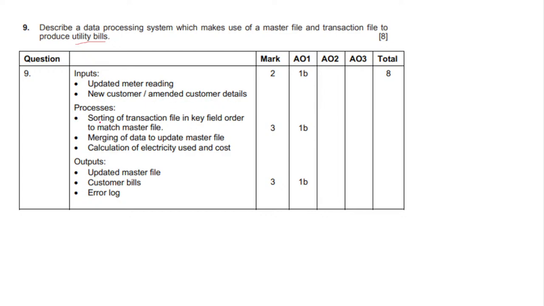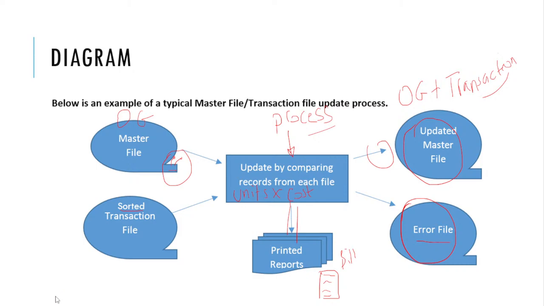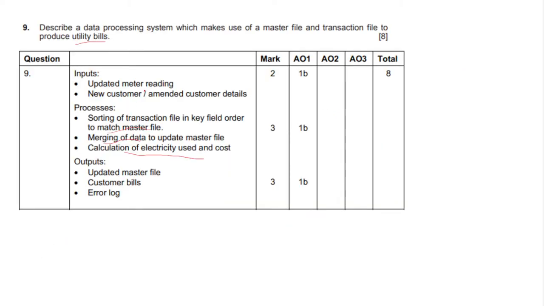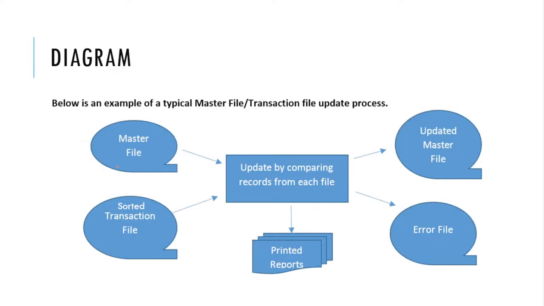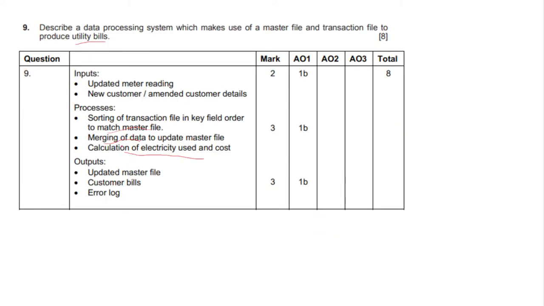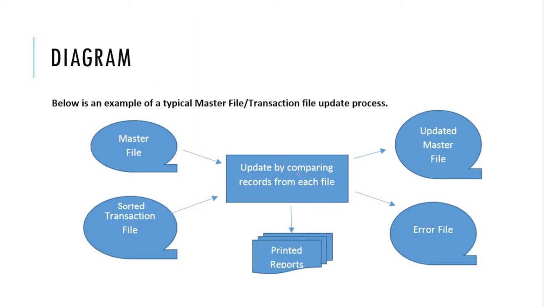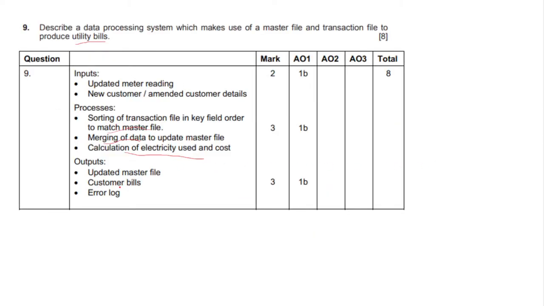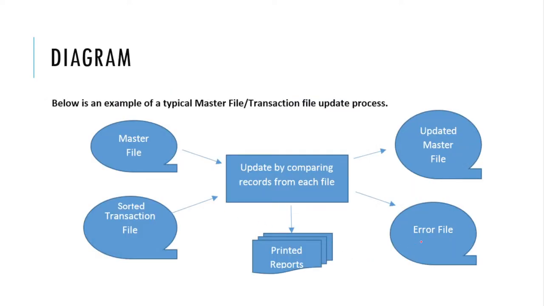The process is sorting of the transaction file in key field order to match the master file. You merge the data together and you calculate the cost used. So you've got updated meter reading, new customer. So this is from your transaction file. You then sort it and merge it. So you sort it here, merge it in here. Calculate the electricity used. That goes again in here in the processes. Then you've got the outputs. You've got the updated master file. You have the customer bill, which gets spat out the bottom. And you have the error log here. So you've got input, process, output, job done.